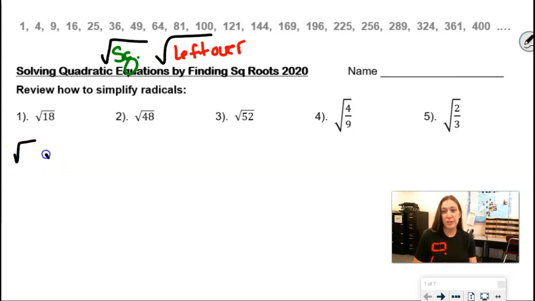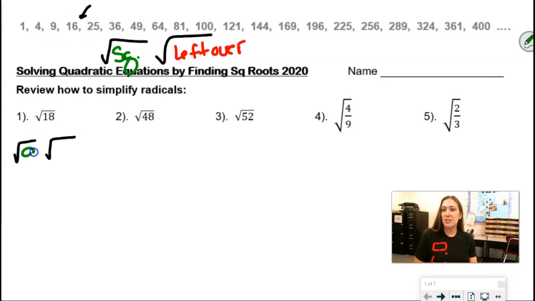So first thing I should have done, though, for 18 is I should have looked to see if it was in my list. 18 is not in my list of perfect squares. It would have been right here. So what you're going to do is look in the list of perfect squares, and from the biggest number down, look for numbers that are factors of 18. And you want to go with the biggest one possible. So 16 won't divide into 18, but 9 will.